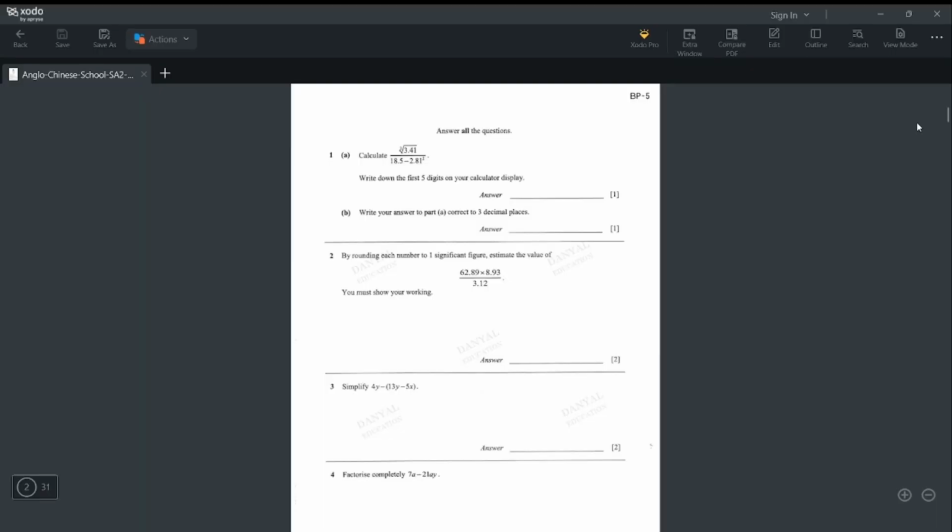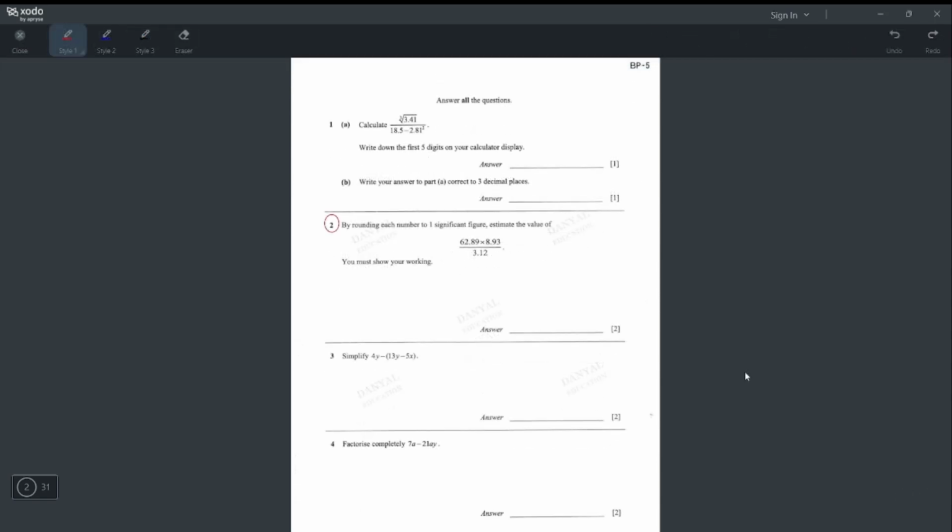Hello everyone, welcome back. Today we'll be looking at secondary 1 mathematics, and we're going to be looking at 5 questions as per usual. And let's begin with the first one. So let's begin with the first question as question 2 right here.